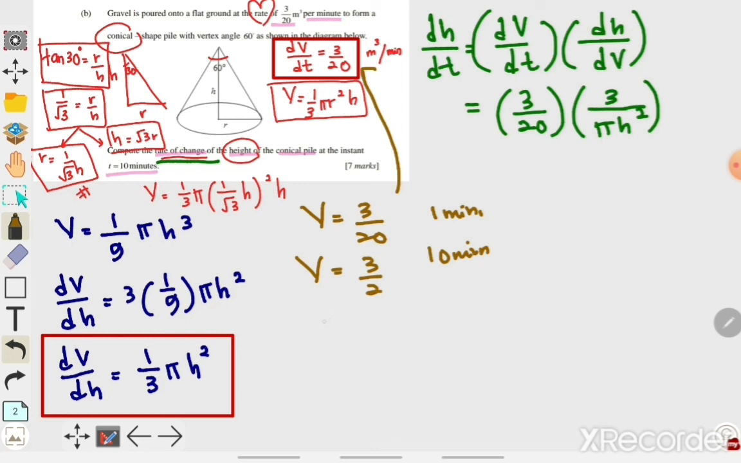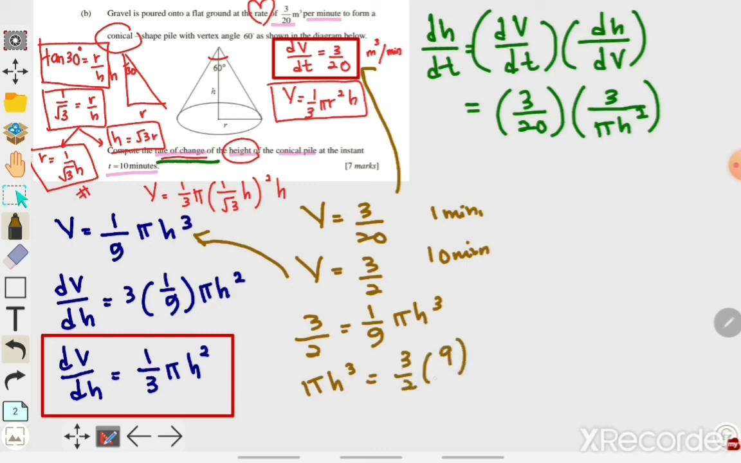All right, let's find out h. Where the volume now is 3 divided by 2 equals 1 over 9 pi h cube. Then we have pi h cube equals 3 over 2 times 9, and h cube equals 27 divided by 2 pi. Then h equals the cube root of 27 divided by 2 pi.